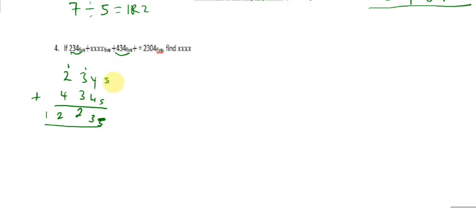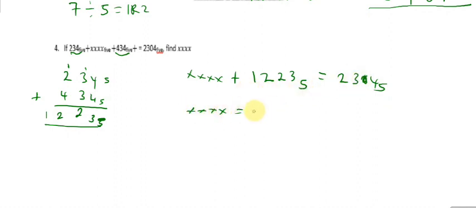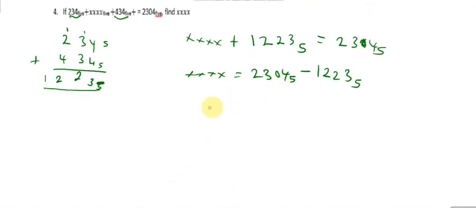So the next thing I have to do, because I've already added this, I'm going to have asterisk plus 1223 base 5 is equal to 2304 base 5. So what I'm going to do is to make * the subject. The asterisk will be equal to 2304 base 5. When this goes here, it becomes minus 1223 base 5. So I'll just rearrange it so that I can do the subtraction. So that will be equal to 2304 base 5 minus 1223 base 5.